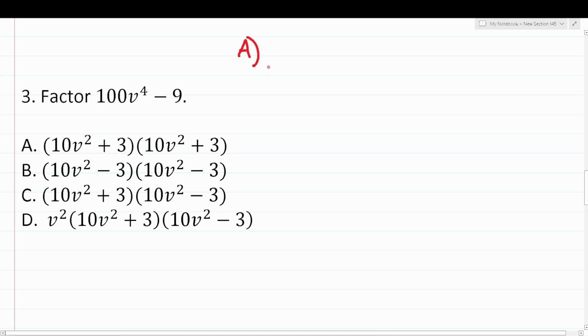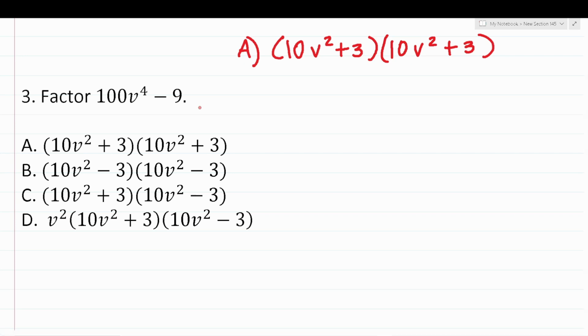I'm going to start by expanding answer choice A, which says 10v squared plus 3 times 10v squared plus 3. And once you get good at this, you'll be able to look at your answer choices and automatically determine which of them is going to be correct. Because I know plus 3 times plus 3 is plus 9, and I have a negative 9 here. So without doing too much work, I could say A is not going to work. But that said, for the purposes of this video, I'm going to go ahead and work it out fully.